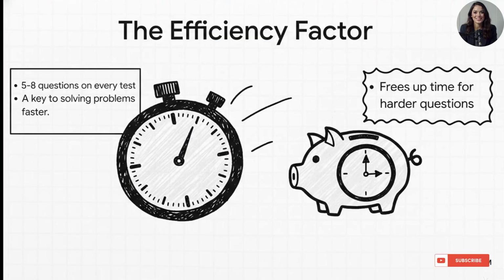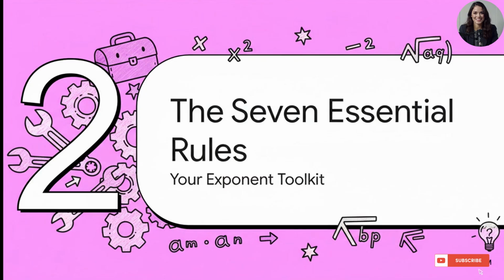So check this out. You are guaranteed to see 5 to 8 of these questions on your test. Guaranteed. By nailing them quickly, you're not just getting those points, you're actually banking precious time that you can then spend on those tougher, brain-burning problems later on. It's a double win. All right, let's build your toolkit. There are really only 7 fundamental rules you have to know. Seriously, that's it. Once these become second nature, totally automatic, you can solve pretty much any exponent problem the ACT decides to throw at you.